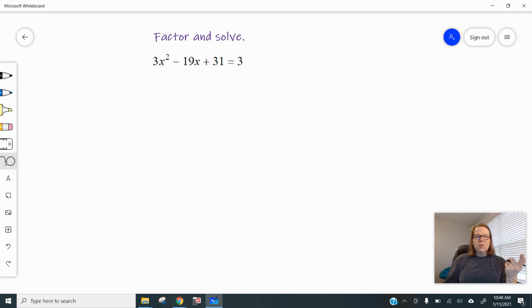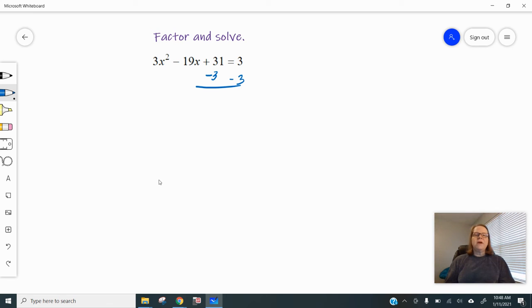Hey, in this problem, the first thing to notice is that it's equal to 3. And so the first step is that you need to get your pen, and then you need to subtract 3 from both sides, because this needs to be equal to 0 so that you can do the factoring. So that's always your first step: set it equal to 0.